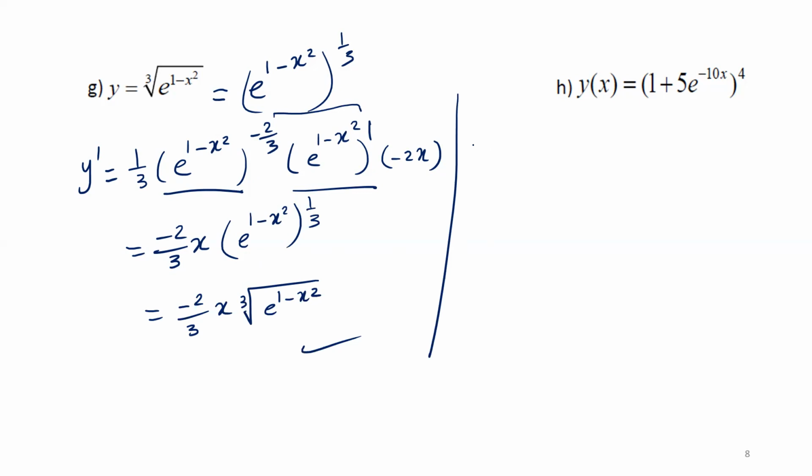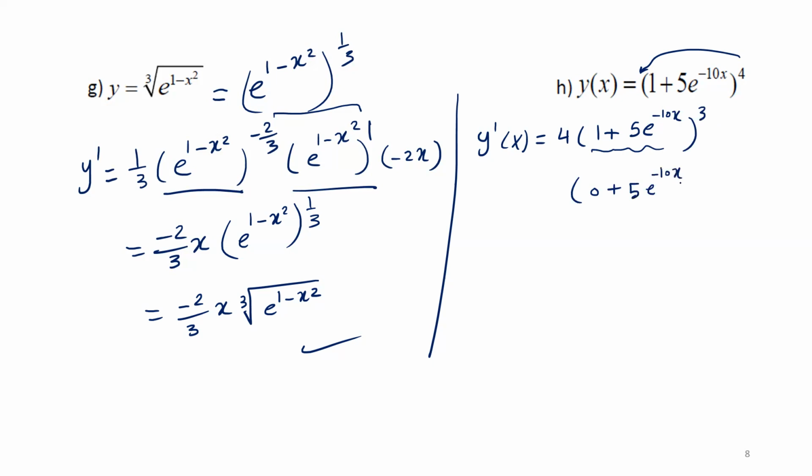And the last one: y prime of x is equal to 4 times (1 plus 5e to the negative 10x) to the power 3. I'm using the chain rule, just bringing 4 here in the beginning, multiplied by the derivative of the function itself: 0 plus the derivative of 5e to the negative 10x, which is the same, 5e to the negative 10x, multiplied by the derivative of negative 10x, which is negative 10.